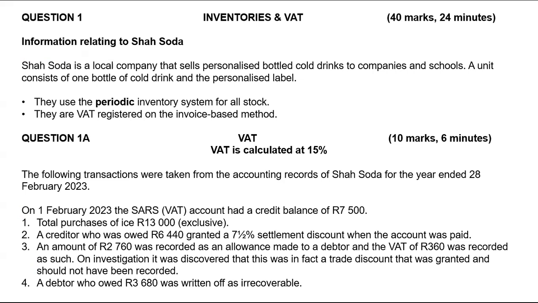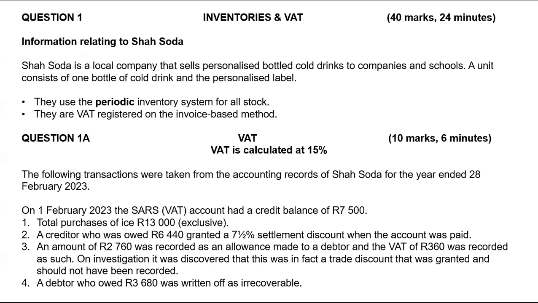They say that Shah Soda is a local company that sells personalized bottled cold drinks to companies and schools. A unit consists of one bottle of cold drink and the personalization. They use periodic inventory system for all stock. When they tell you that, they're simply telling you that when you calculate cost of sales, you must use that formula.